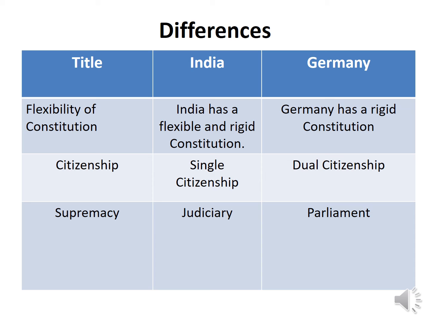Supremacy: in India, you already know that we have three organs of government: legislature, executive, and judiciary. Here the judiciary, through the power of judicial review, can strike down any law or any order of the government which is not as per the provisions. But in Germany, it is the parliament which wields the maximum authority; the parliament is sovereign.